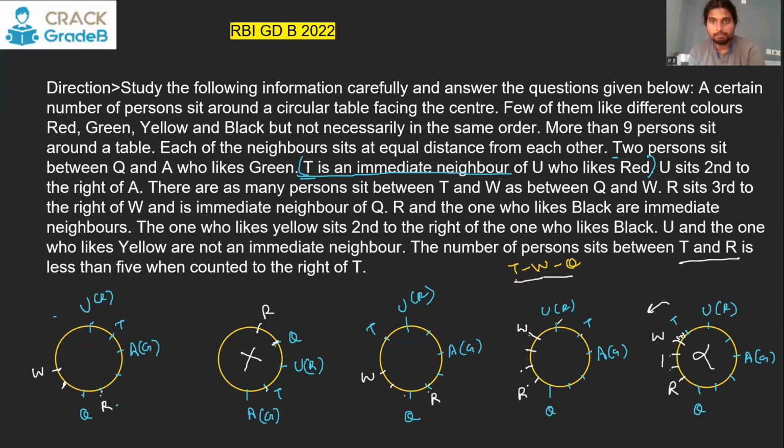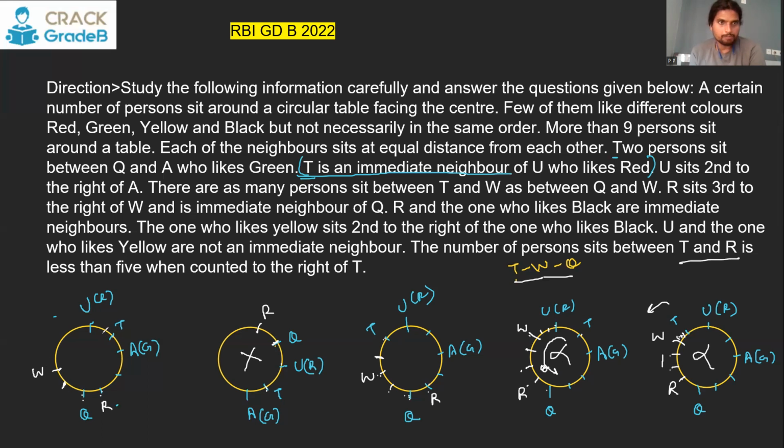Between T to W, there is 1 person. Between Q to W, there are already 3 persons. So we'll have to have 2 more persons in between these two. So same thing will happen. T to R, there will be more than 5. So this is also not a possible case. Between T to W, there is 1 person. Q to W, there is 1 person. So T to W also, there should be 1 person. Between T to R, now 1, 2, 3, 4. Yes, this is a possibility.